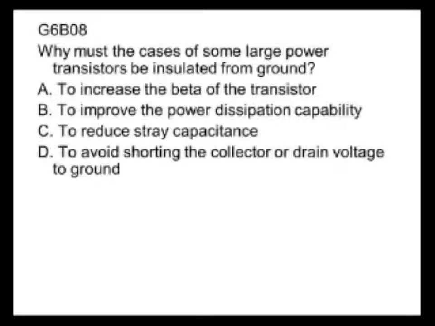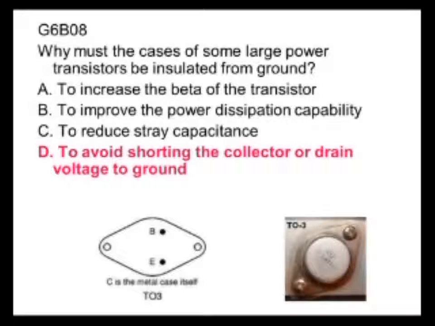Why must the cases of some large power transistors be insulated from ground? The answer is to avoid shorting the collector or drain voltage to the ground, and that's because in many of these transistor case designs, the collector or the drain, if it's a field effect transistor, is connected directly to the case to help dissipate heat. And in this diagram here, you can see that the collector is the metal case, and the base and the emitter are these little wires that come sticking out through insulators there.